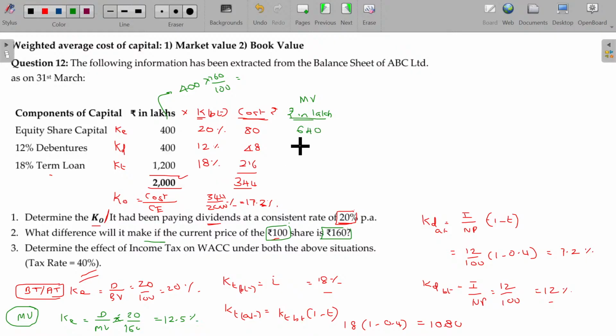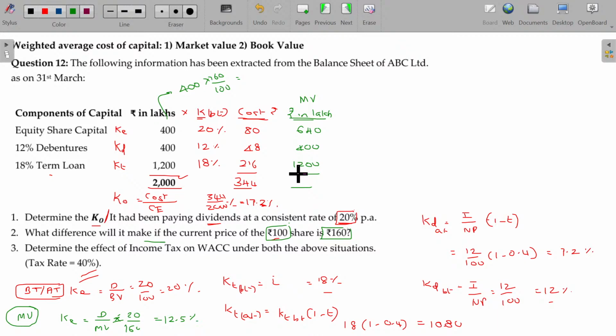And KD, debt remains the same. There is no change in the value in the market. Market value, book value same. Term loan also, market value and book value being same. Then overall capital employed in terms of market valuation, as per the book valuation, it may be totally different. Market value may be totally different.